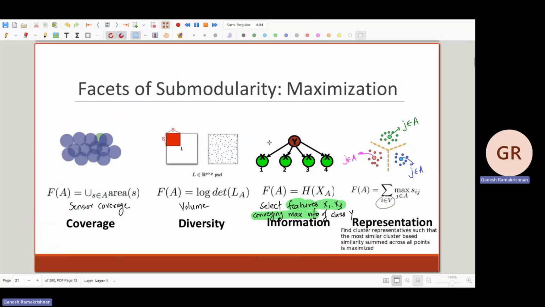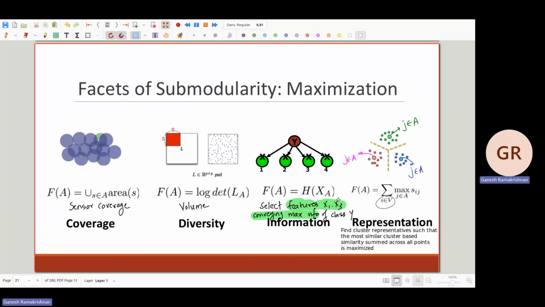The third is if I'm trying to select features. So find features, for example, amongst x1, x2, x3, x4, that are best, most communicative about a class phi. Which ones will I select? Here's an example: H(X_A) conditioned on Y. The entropy of H should be maximized.